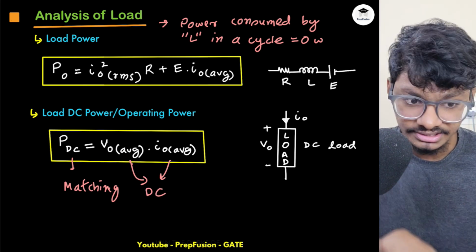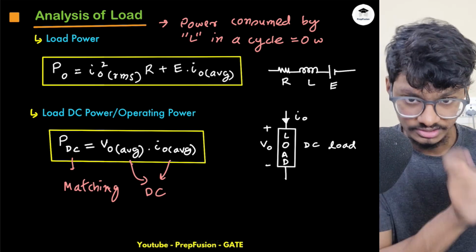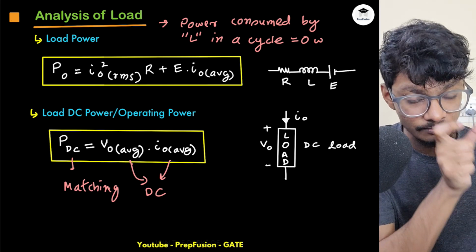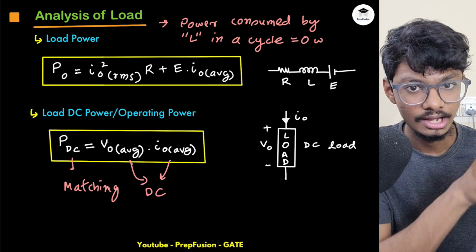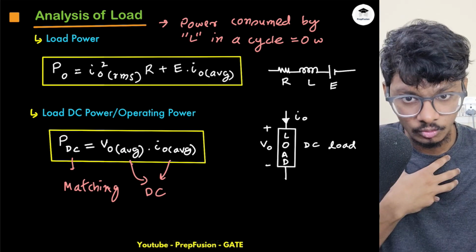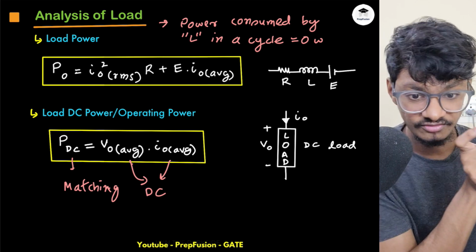Now why am I interested in DC power? Because I'm converting from AC to DC, and I want to know how much of the overall power that I'm getting at the output of the rectifier is DC and not AC.